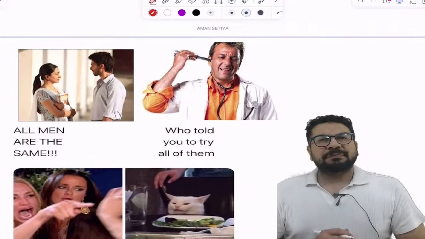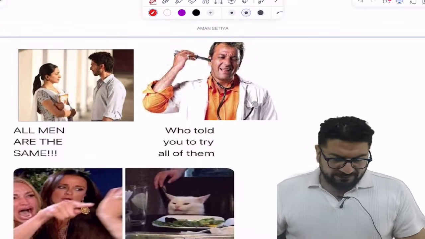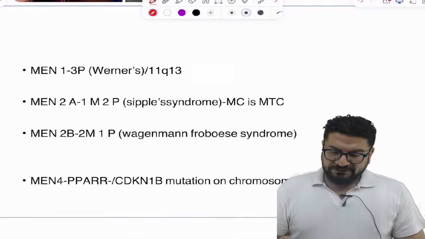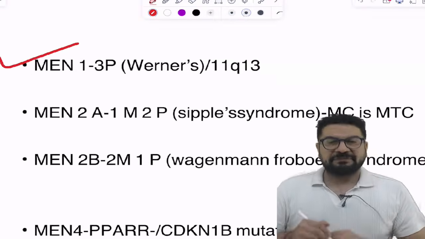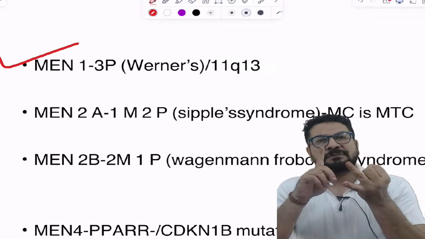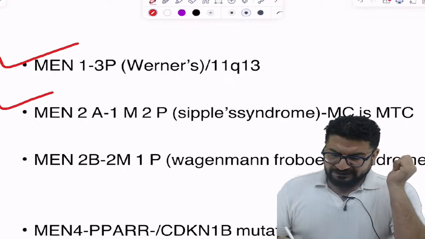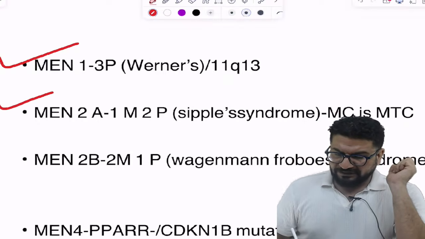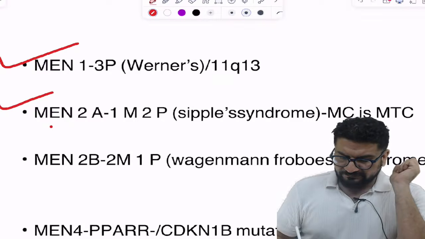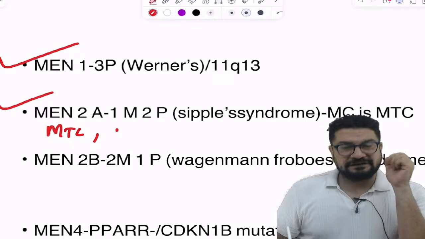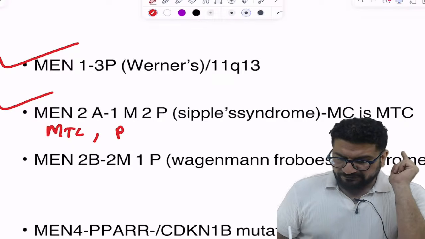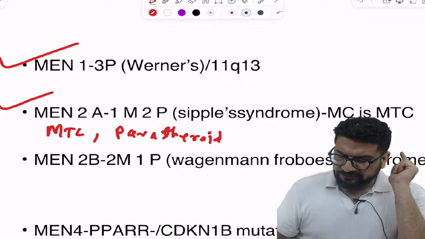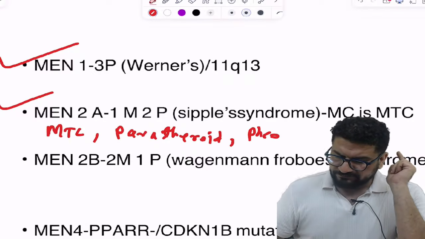They ask you, all MEN are not the same. They have different types of MEN. So we have MEN 1, MEN 2A, MEN 2B. So MEN 1 means 3P. 3P means pituitary, parathyroid, pancreas. MEN 2A, MEN 2, understand this thing. Here you will see 1M2P. 1M2P means there will be MTC. Then you can see this is 1M, and 2P means parathyroid and pheochromocytoma.